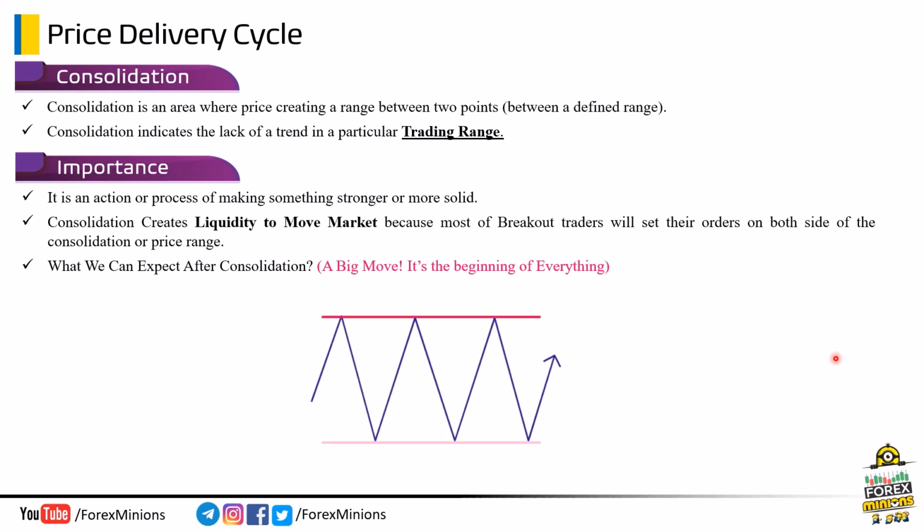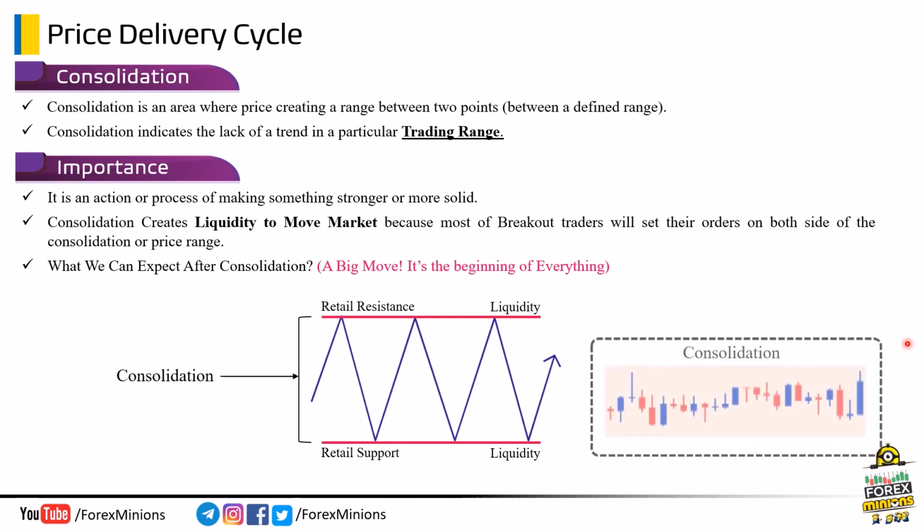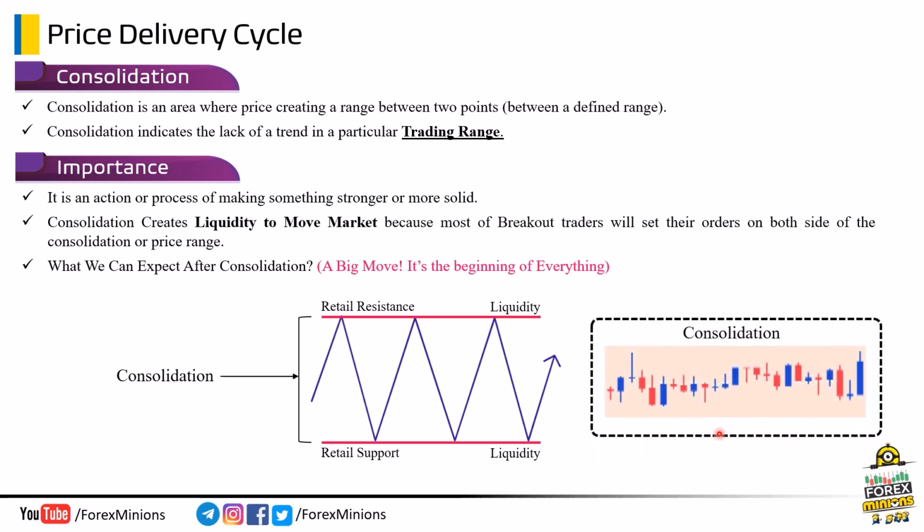Let's understand consolidation or trading range by a simple schematic diagram. Here you can see price is ranging between 2 levels. The upper level is marked as resistance, and the lower level is usually marked as support by retail traders. Those students who have seen the liquidity concept lecture can easily understand how consolidation creates liquidity, because breakout traders will set their pending orders above the high of this range and on the lower side of this range. This is a candlestick form of the consolidation phase, or you can call it a trading range as well.